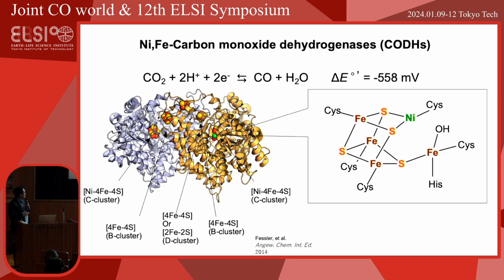And the names of the metal clusters are shown here, C, C, B, D, B, because some of the CODH types can interact with acetyl-CoA synthase, which contains the A cluster. So please keep in mind this structure, because today's main topic is a hybrid cluster protein, which has a similar cluster.